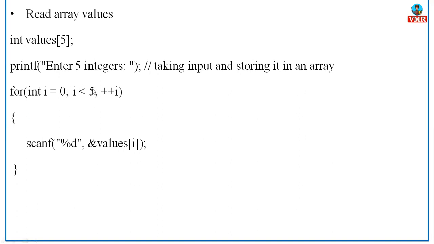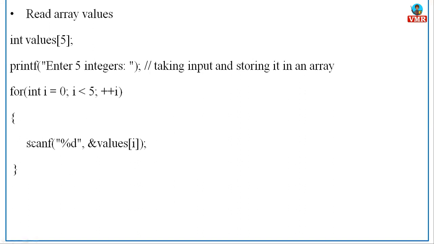Why did I take less than 5? I can take equals to 5, no? Why am I taking less than 5? That is because, what did I say? Array indexing always starts from 0, and I initialized my value here to 0. So at the 0th position, whatever value you give will go there. You will be counting 0, 1, 2, 3, 4. So at the fourth index, all 5 elements will be taken as input, right?